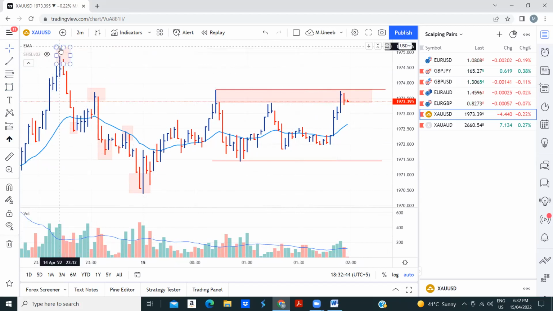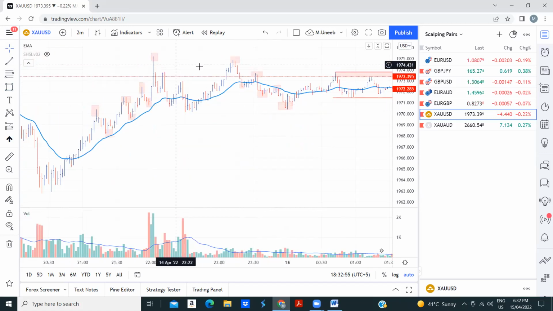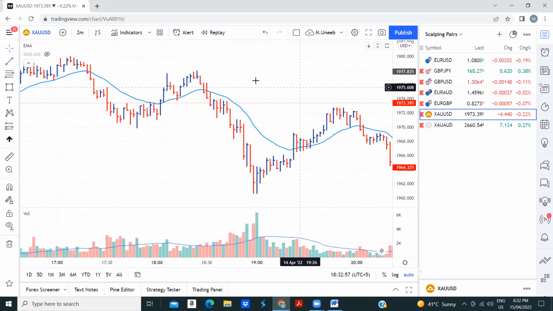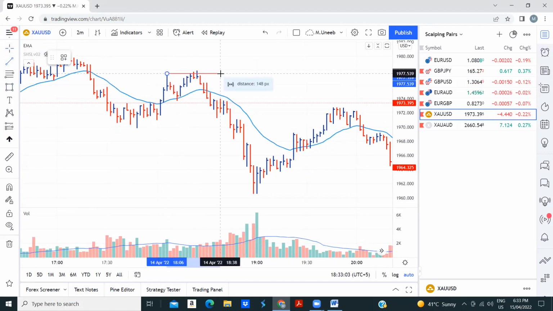But if we have a pattern like this, where we have a sharp decline of swing highs and swing lows, we call it a downtrend, and then we have a sharp incline like this, uptrend. This one is range. Got it? Now, this is actually a range.